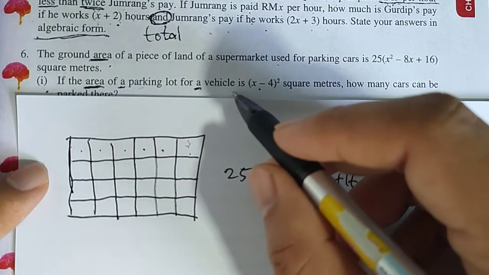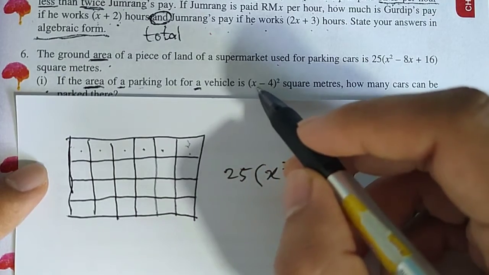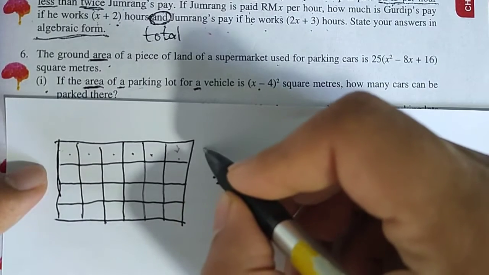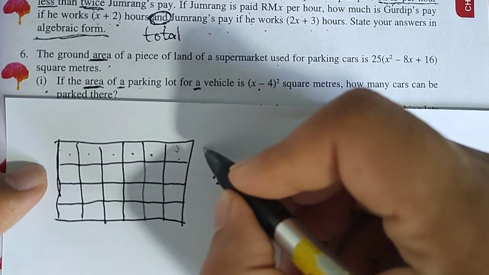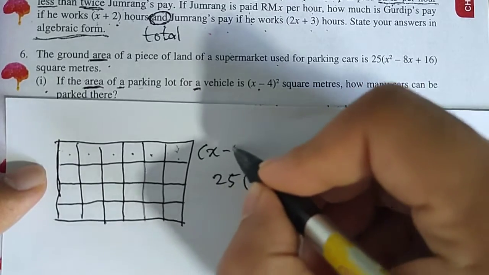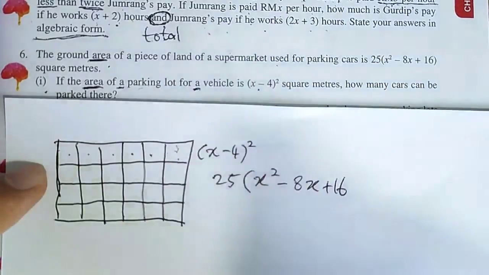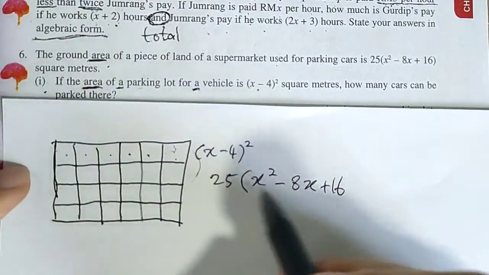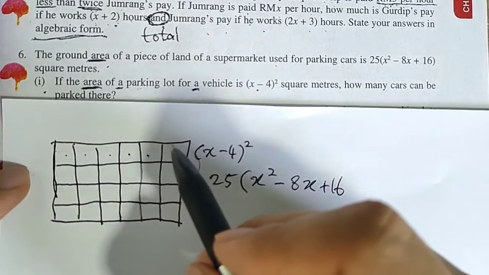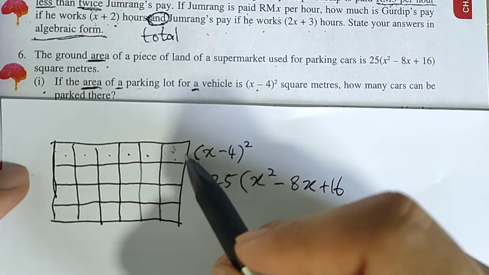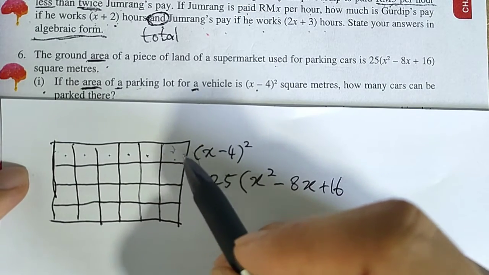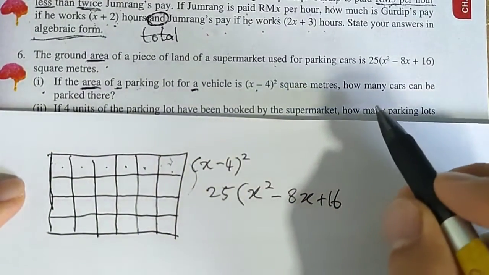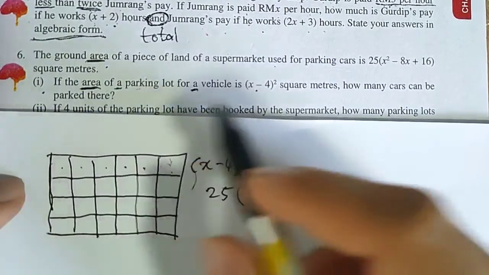So it says that for one vehicle, the area is this. So this small box takes this. Okay, I believe you got the idea. All the area is this, and a parking lot for only one vehicle is this, the area. So the question, how many cars can be parked there?